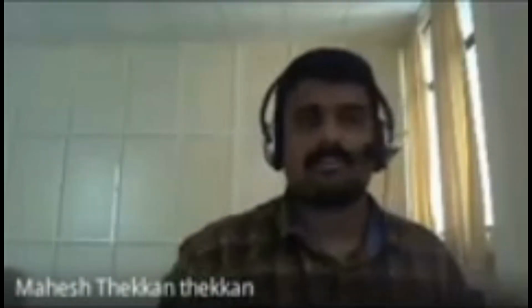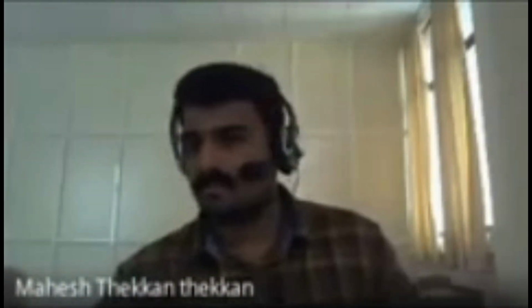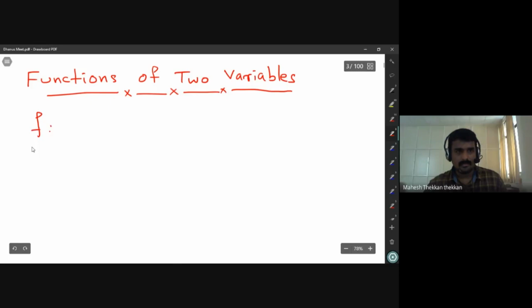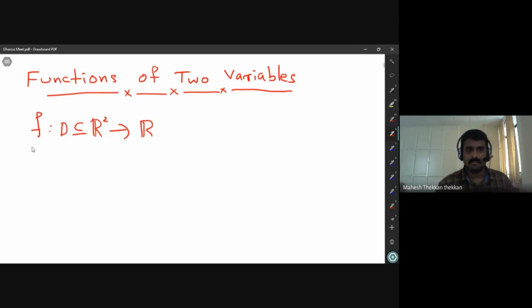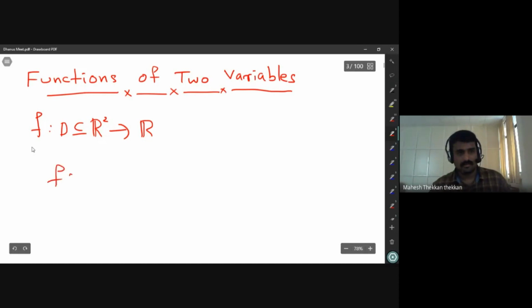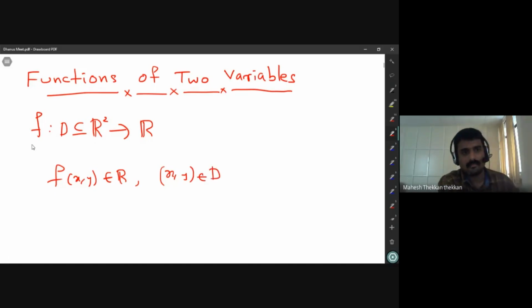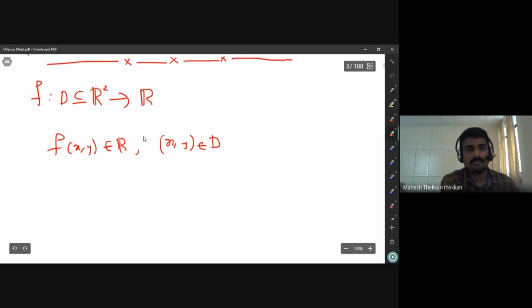So we will start with functions of 2 variables. What do you mean by functions of 2 variables? A function of the form f from D, a subset of R2, to R. Such functions are called functions of 2 variables. I am talking about real valued functions. So f of (x, y) is in R, and (x, y) belongs to D.